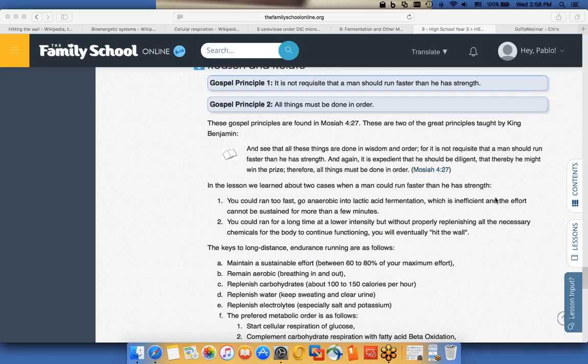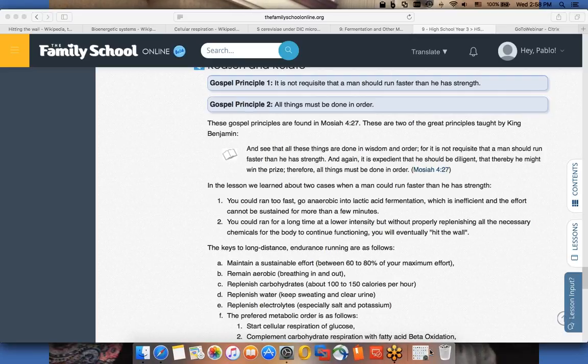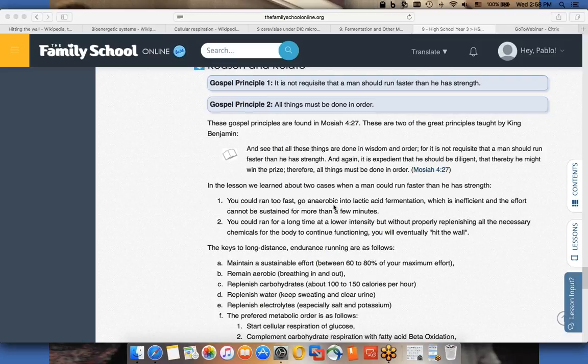Alrighty. So we have two gospel principles today. I'm going to try to converge them both into one gospel principle. The two are: it is not requisite that a man should run faster than his strength, and all things must be done in order. To me, they're pretty much the same thing because, well, one, I hate running. And I have gone running before, but you cannot just start running a marathon out of nowhere.